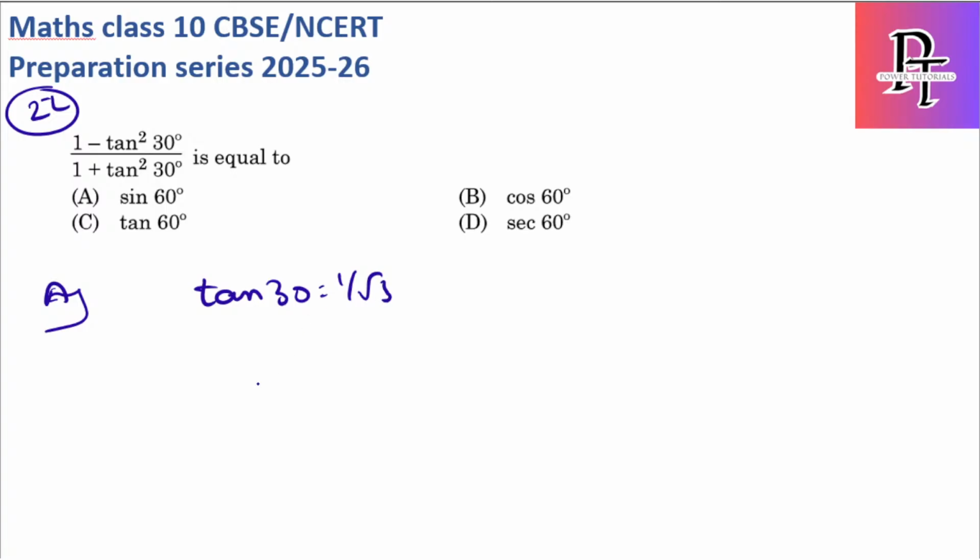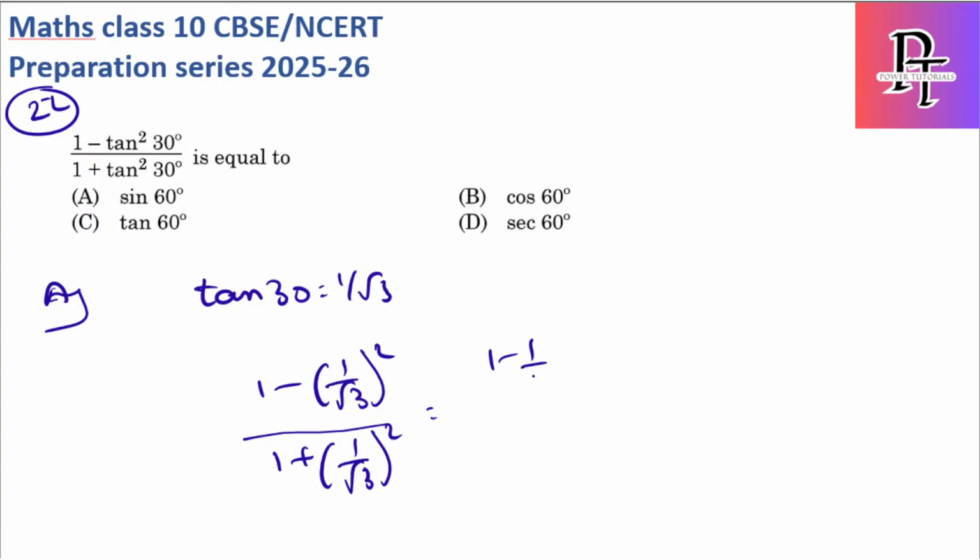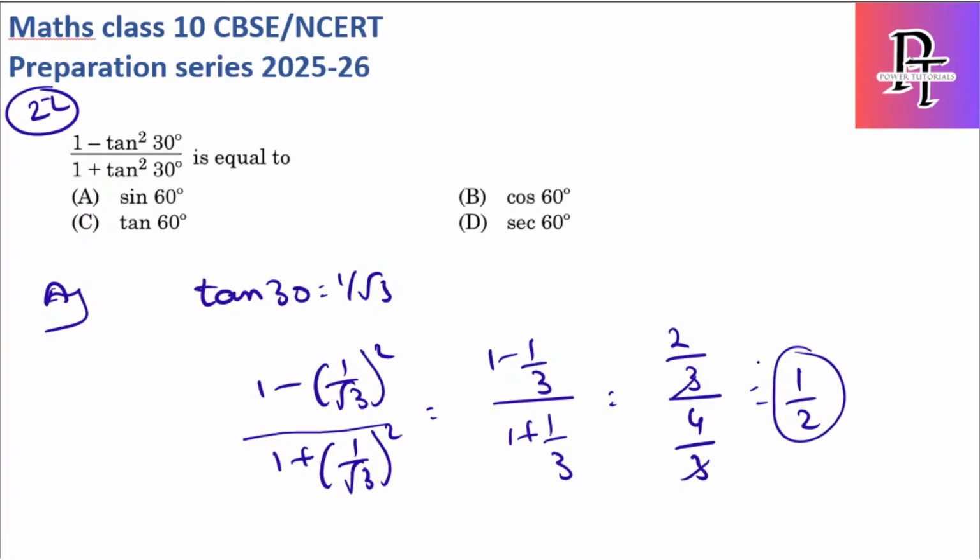Let's substitute it. 1 minus 1 by root 3 whole square by 1 plus 1 by root 3 whole square. So this becomes 1 minus 1 by 3 by 1 plus 1 by 3. 1 minus 1 by 3 is 2 by 3. 1 plus 1 by 3 is 4 by 3. So these two get cancelled. 2 by 4 is nothing but 1 by 2. 1 by 2 is cos 60.